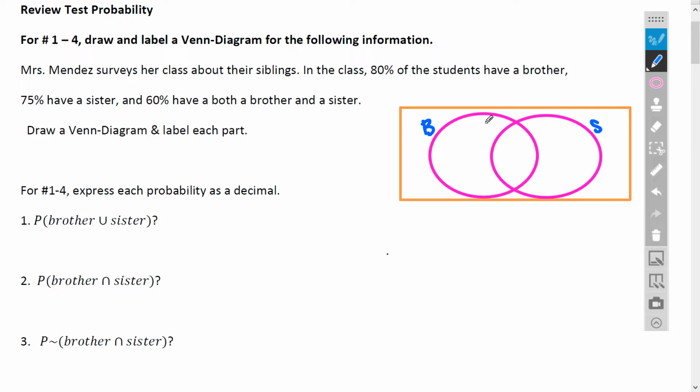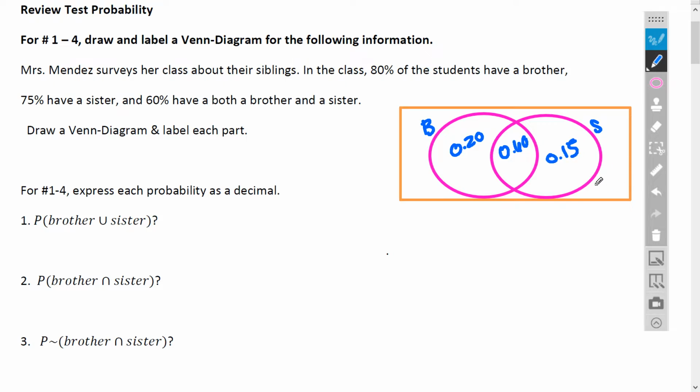So we'll start with the intersection, which is in here, brother and sister, 0.60, 60%. Next, we can fill out how many students have a brother. 80% have a brother, but we already have 60% accounted for, so 20% here. Same thing with sister. 75% have a sister. We already have 60% accounted for, so 15% remaining.